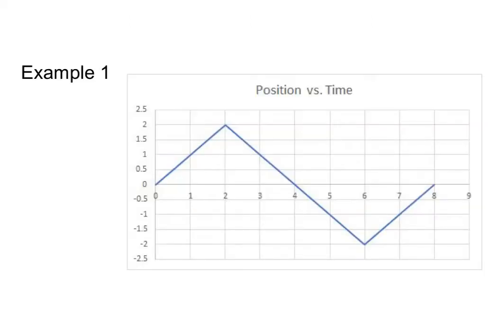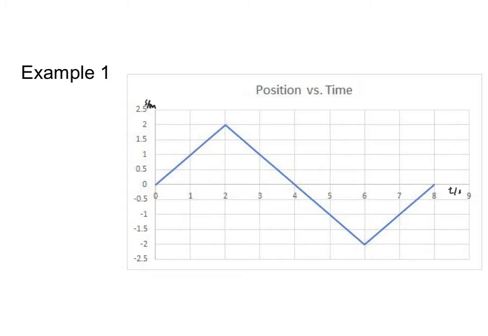So here is our very first example. So we have our position time graph, and you'll notice I did not label this very well, right? I don't have labels on my x and y axis, but we're going to say, again, our x-axis is time, and our y-axis is, of course, position in meters.